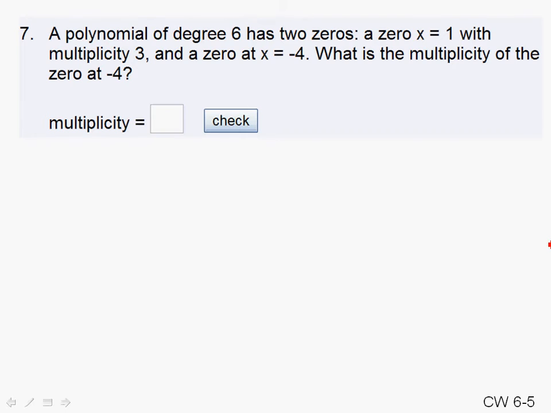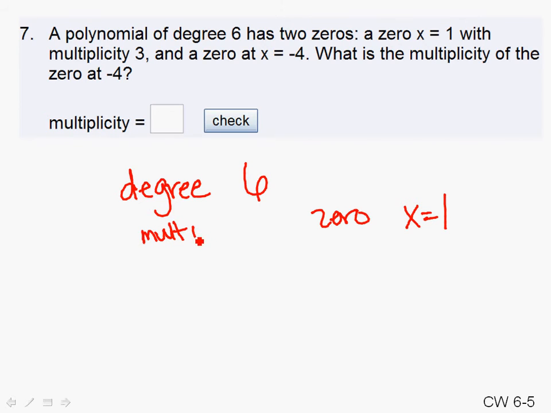A polynomial of degree 6 has two zeros. So this one, it's giving us the degree. So the degree, or the total, of the multiplicity should be 6. We have two zeros, a 0 at x equals 1 with a multiplicity of 3, and a 0 at x equals -4. What is the multiplicity of the 0 at x equals -4?